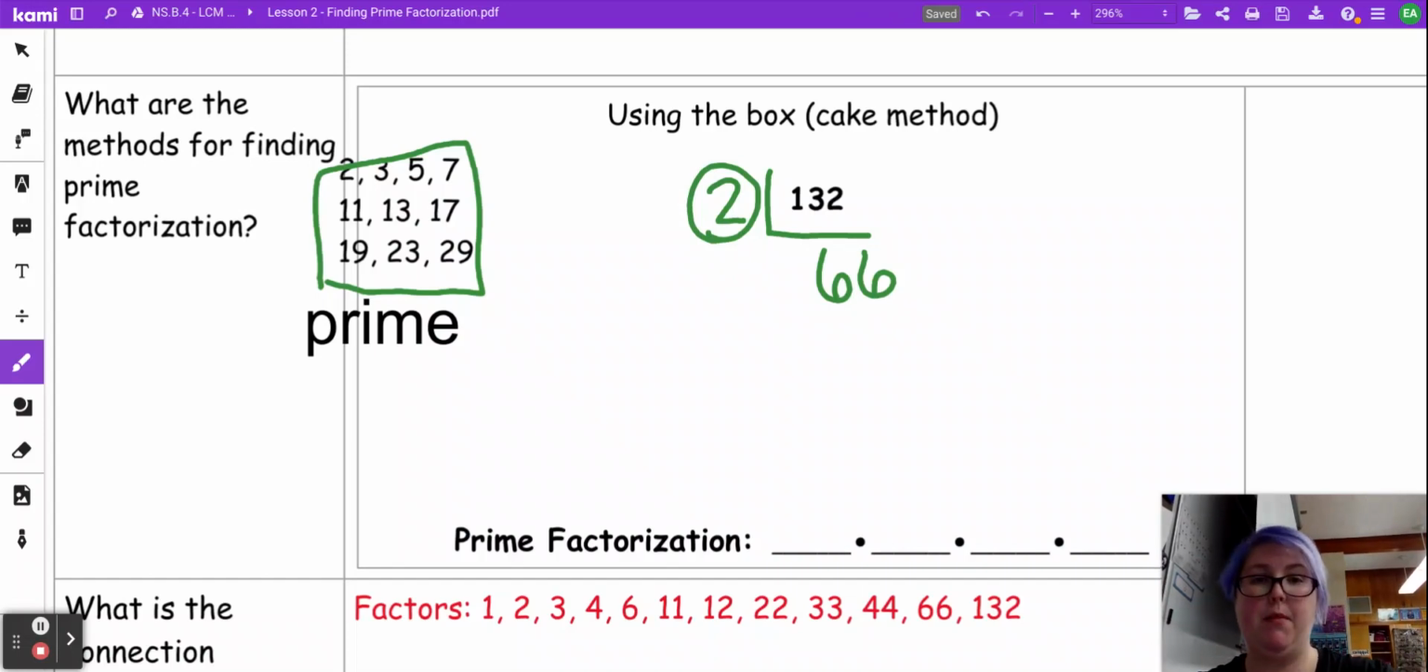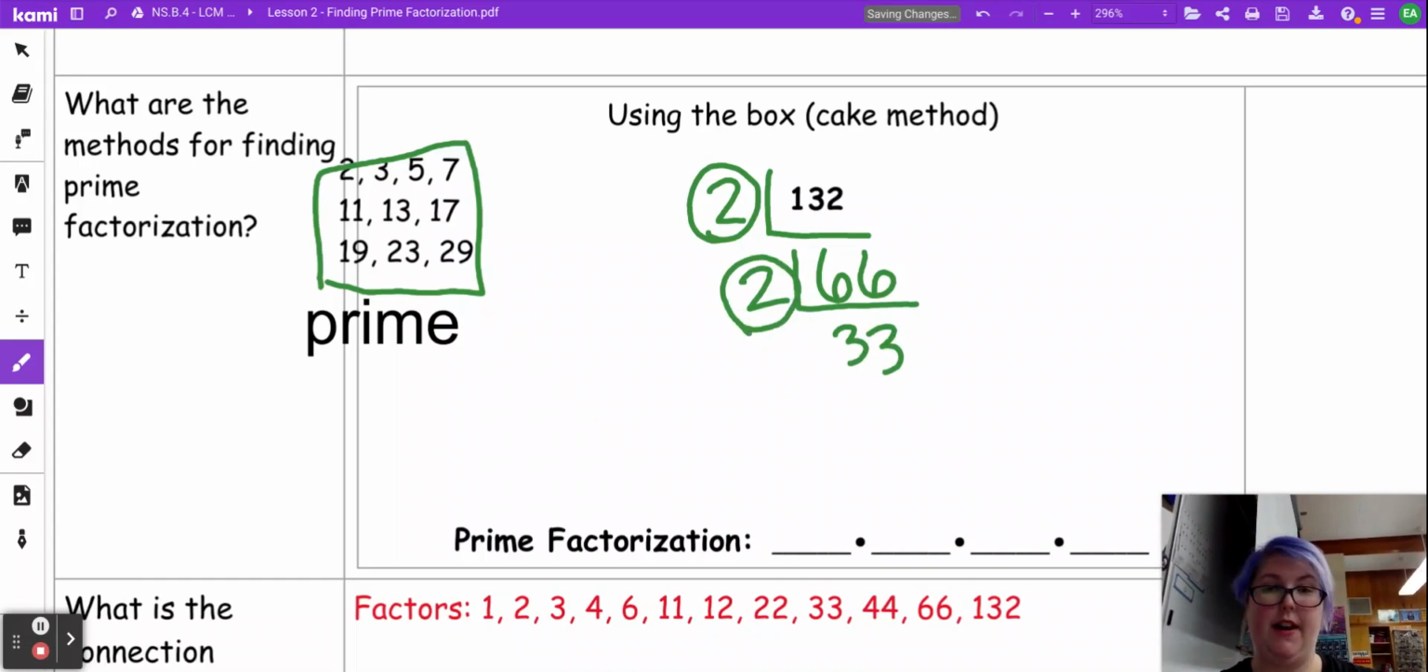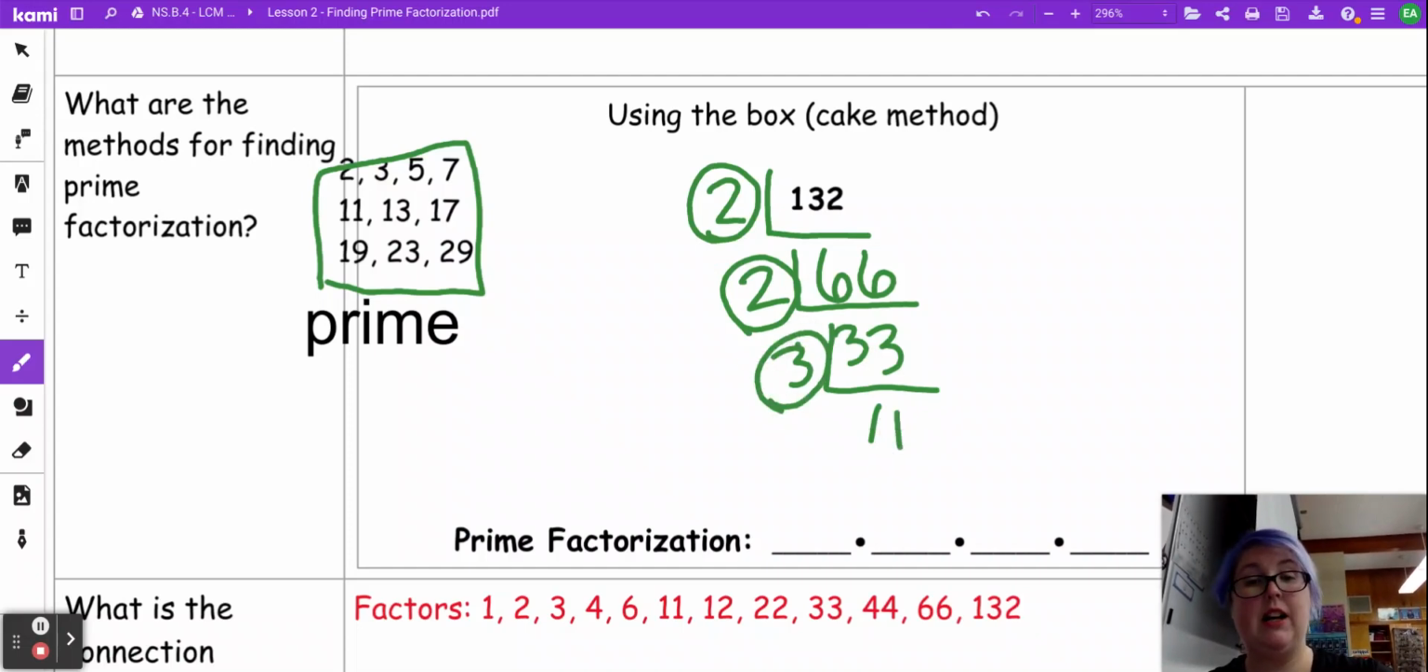66 is not a prime number, so we're going to draw another box. And we are going to divide by 2 again to get 33. Now, oh, look, we know 2 is a prime number, so we're going to circle that. 33 is not, so we're going to keep going. And 33 divided by 3 is 11. Well, 3 is a prime number. 11 is also a prime number. Once all of the numbers are circled, you are done. You found the prime factorization.